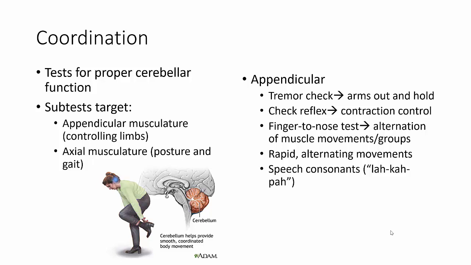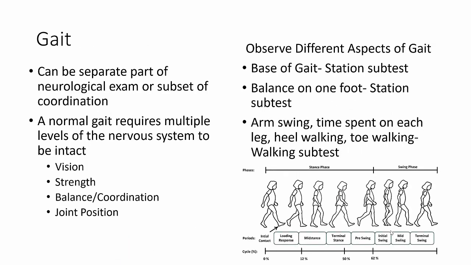The appendicular, you have the tremor check, where your arms are out and you're holding it and potentially holding books or something. The check reflex, you got contraction control. The finger to nose tests, your alternating muscle groups, rapid alternating movements, and speech consonants, again with the la, ka, pa. Gait can be a separate part of the exam.